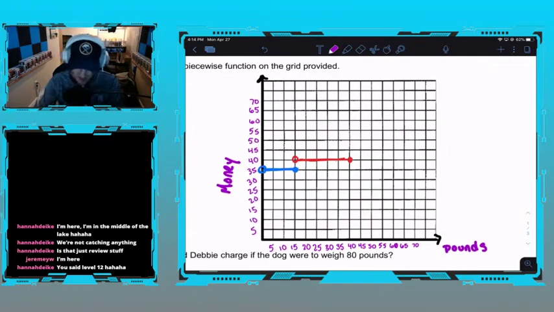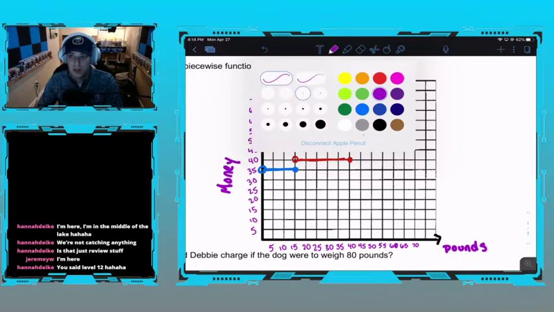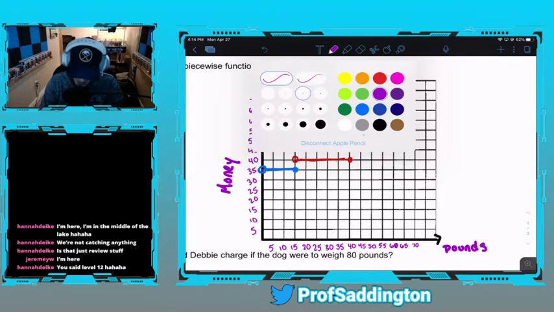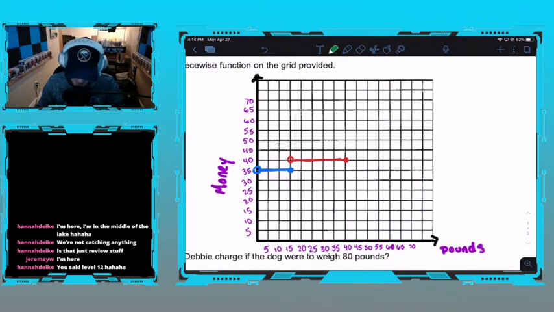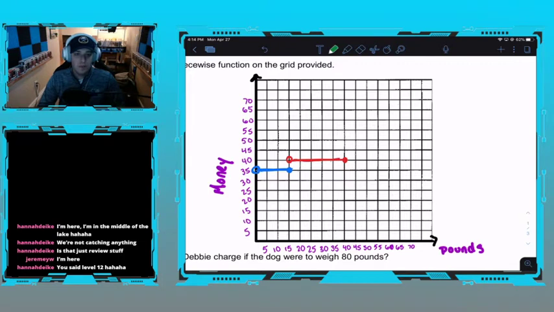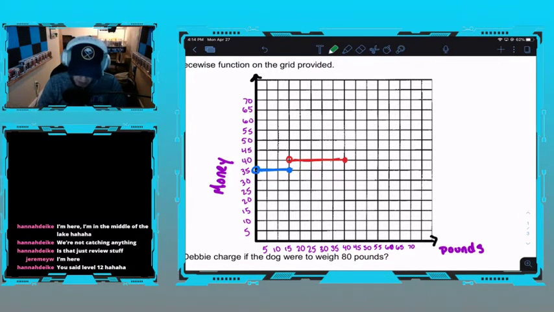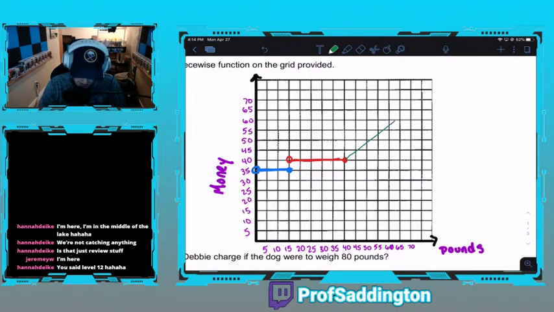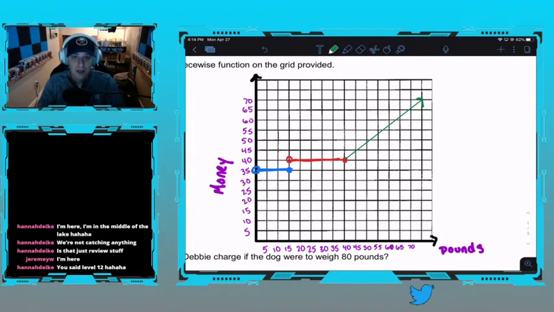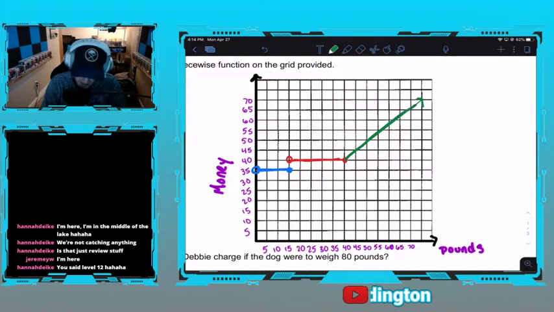Now, she said for every pound over 40. I said level 12, not less than 12. So every single pound over 40 is going to be an extra $2 added on. So we know that it's going to be increasing, and it's going to keep doing this forever. Again, I should have changed the thickness of that line so it's a little bit easier to see for you guys.